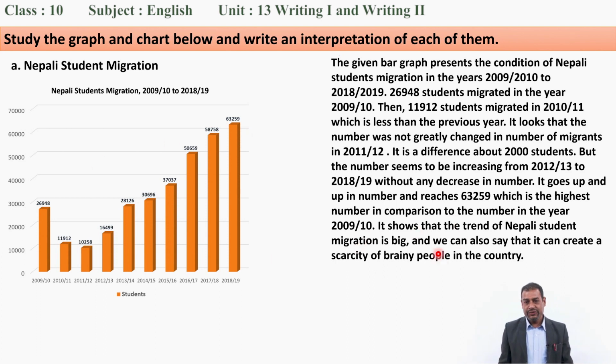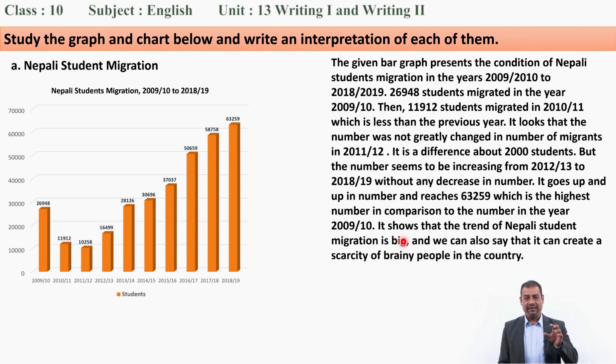So let me continue reading. It goes up and up in number and reaches 63,259, which is the highest number in comparison to the number in the year 2009 and 10. If you look at these two, the beginning one and the last one given in this bar graph, you can find a vast difference, a big difference. This is what you have to compare.